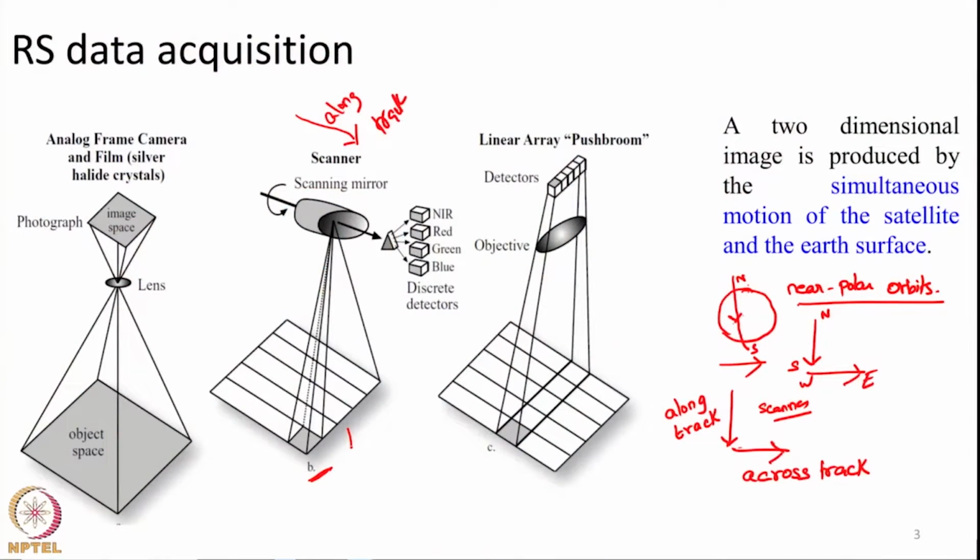Then the satellite will move to the next line. Again the scanner will collect the data for that particular line. That is how it was collecting the data in the earlier stages. So, we call that type of scanner a line scanner.